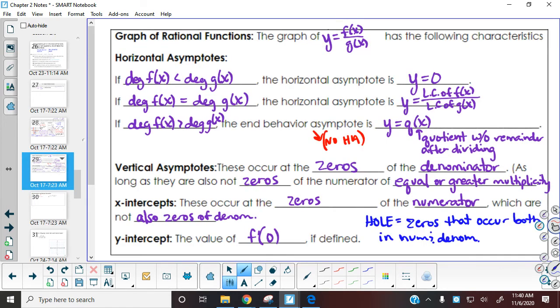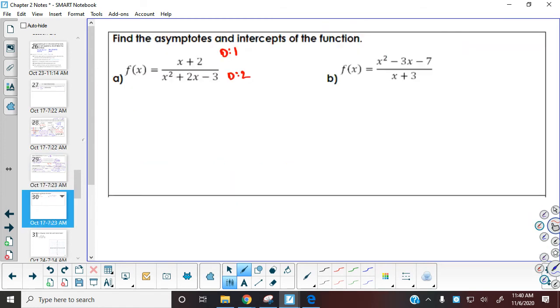So if we look back at our little cheat sheet here, the degree of the top is less than the degree of the bottom. So we are using this first situation. So what that tells you is that you have a horizontal asymptote of 0. So the horizontal asymptote is going to be y equals 0. Okay, again, horizontal asymptotes you are getting by comparing the degrees.